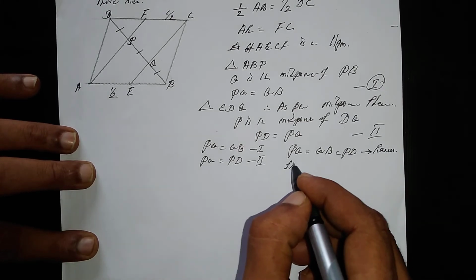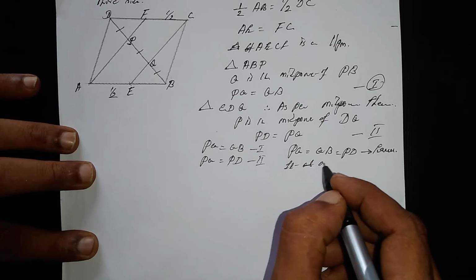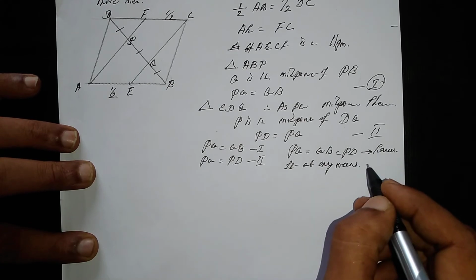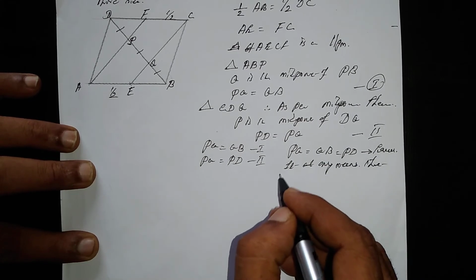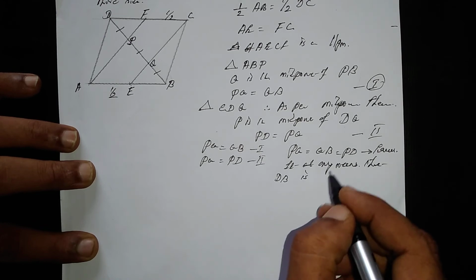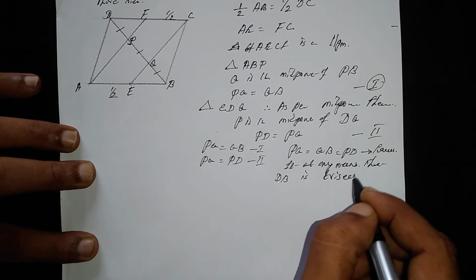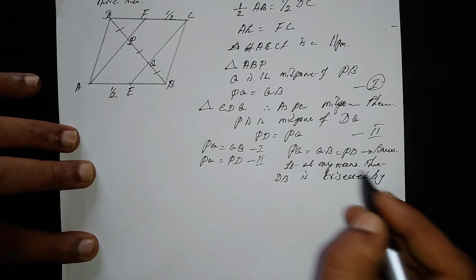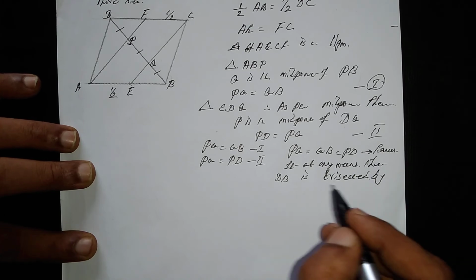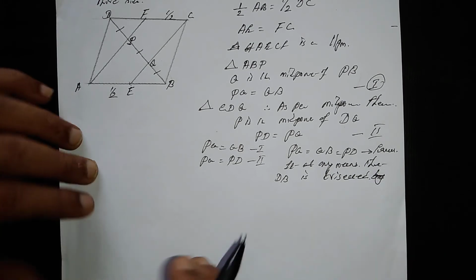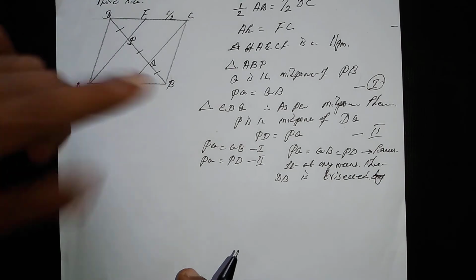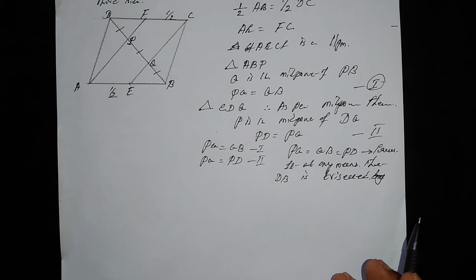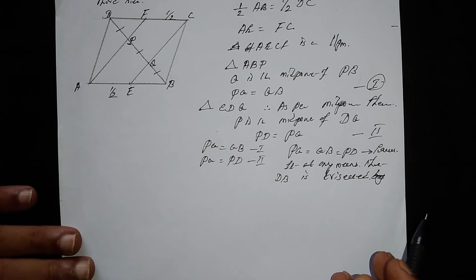So it only means that DB is trisected. We can write DB is trisected. DP, PQ and QB are equal. Trisected means all three parts are equal. This is a very simple sum. Okay, thank you.